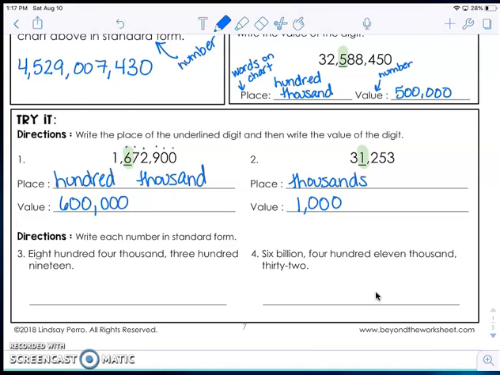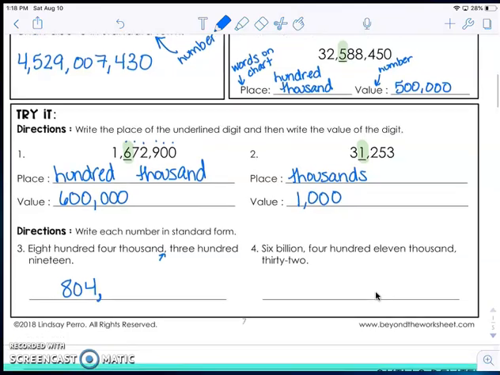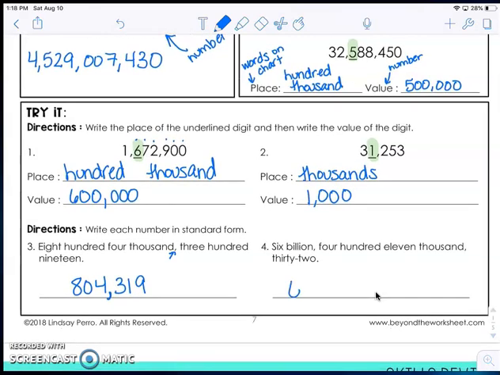So we have 804,319. This is when we need to be careful. We're just following along. So 804. Think about, how would you write 804? So I would have 804. Now I'm moving down, so I have that comma, and look at where I have this comma right here, so I'm matching it. And now 319. Okay? So I have another one for standard form, so 6 billion.